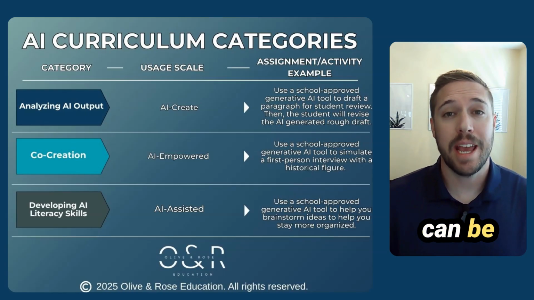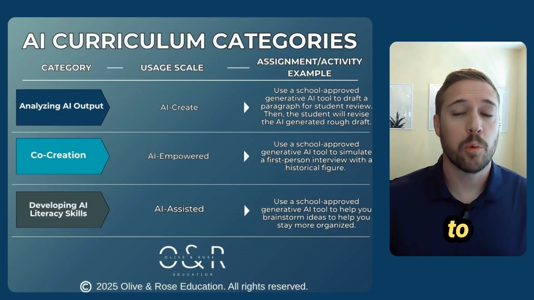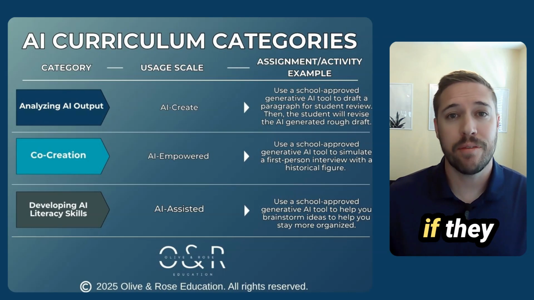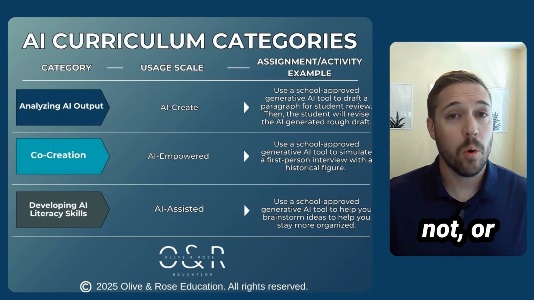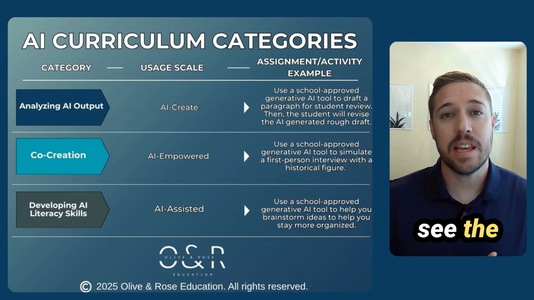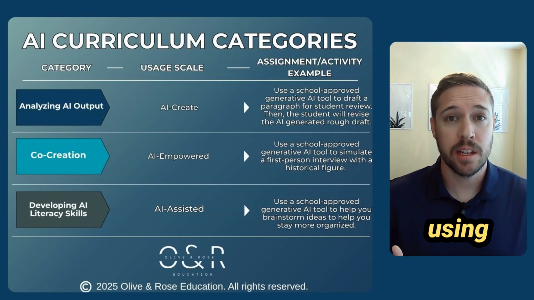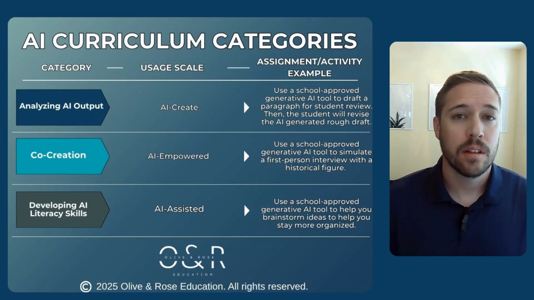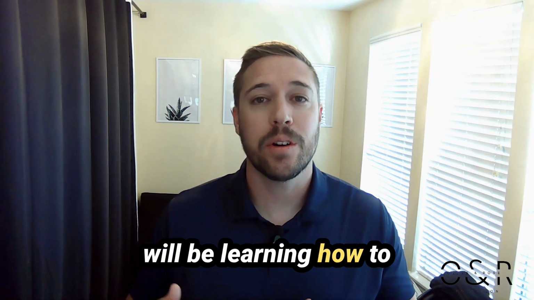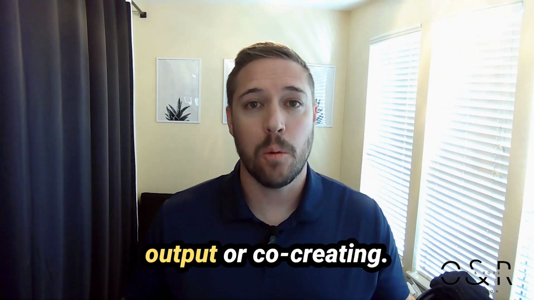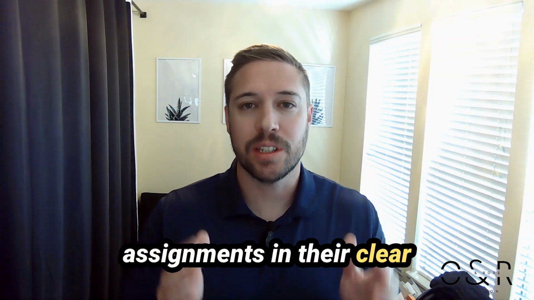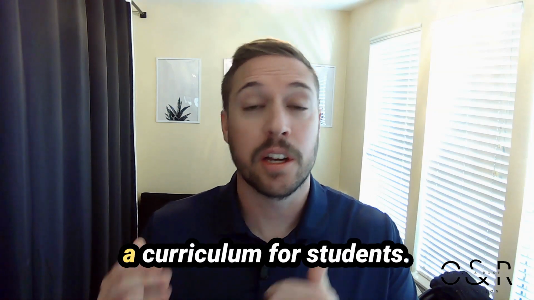An example of this can be having students develop a prompt to research scholarly articles for a research project and determine if they are worth using or not. Or students can ask the same question to different AI tools so they can see the amount of bias that occurs when using various AI tools. You will find that there's a lot of overlap in this category because students will be learning how to use AI tools in analyzing output or co-creating. But this just helps me in keeping certain types of assignments in their clear categories when developing a curriculum for students.